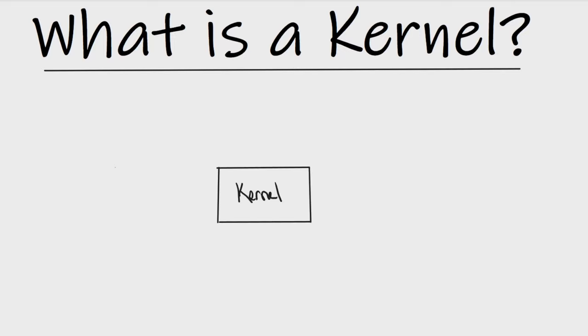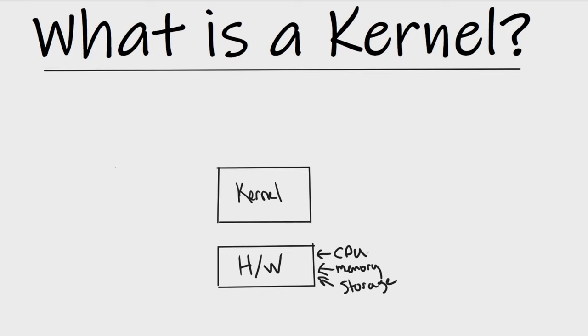So if we drew a second layer here below, we could think of this as the hardware layer. So I'm just going to label that HW. And in this layer, we have things like the CPU, the central processing unit, memory, storage, and perhaps the GPU, which is a graphics processing unit. Of course, there are more pieces of hardware, but that's all we're going into right now.